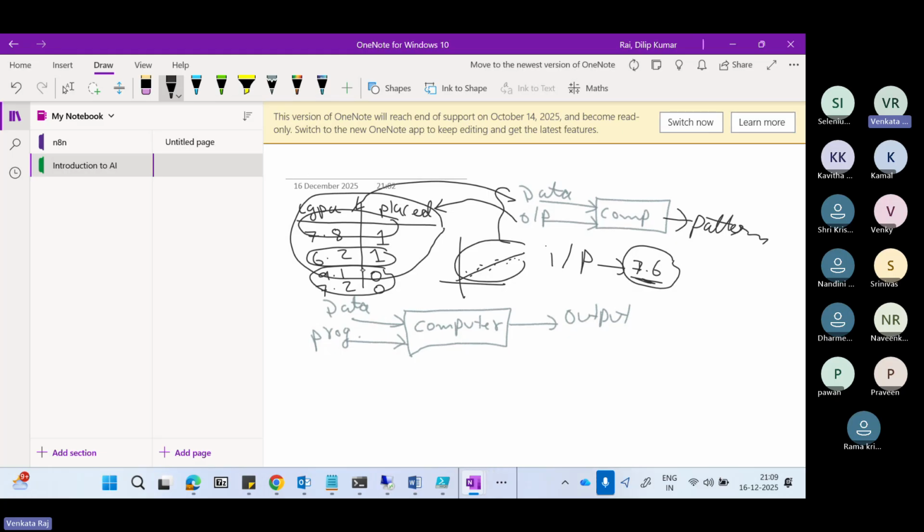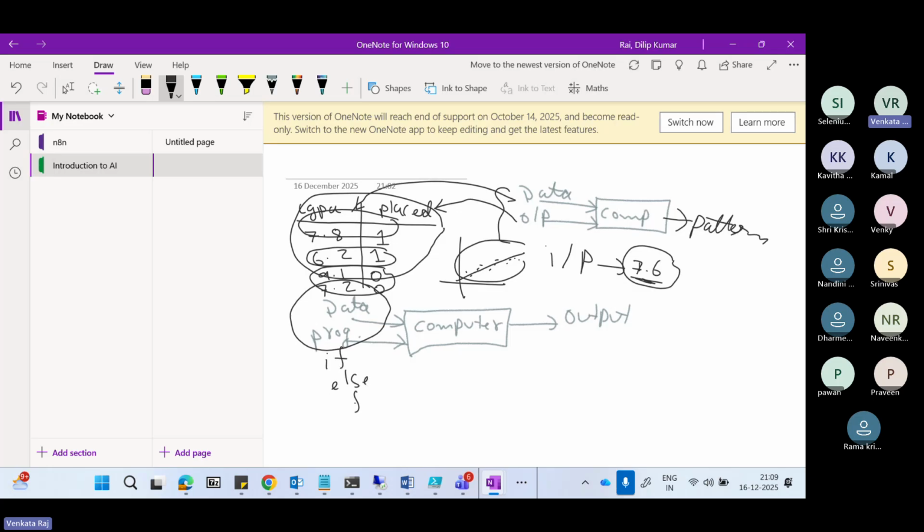But in traditional programming, we give the data and a program, a piece of code, like if-else conditions, some loops, whatever is required for the execution of that program. We have a different code for each scenario, we feed it to the computer, and the computer executes it based on the data and gives us the output. So this is what traditional programming is.